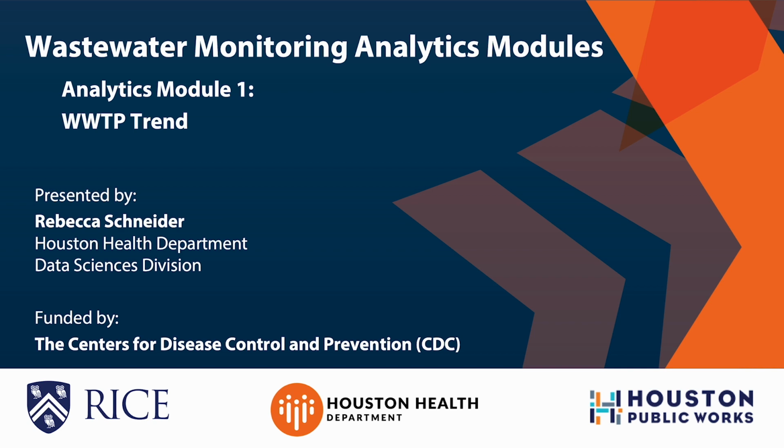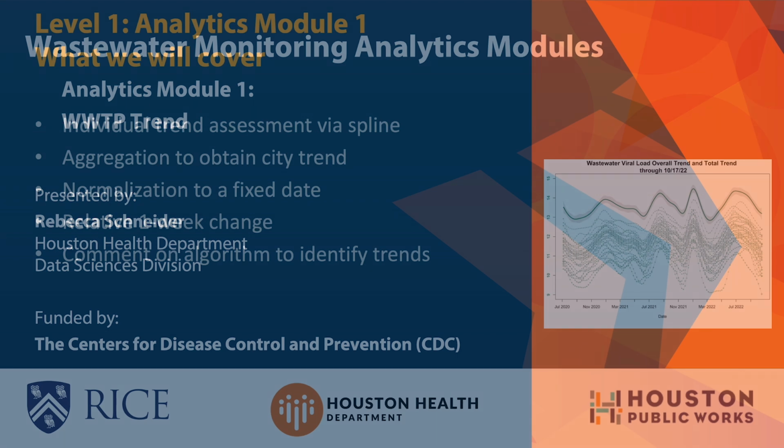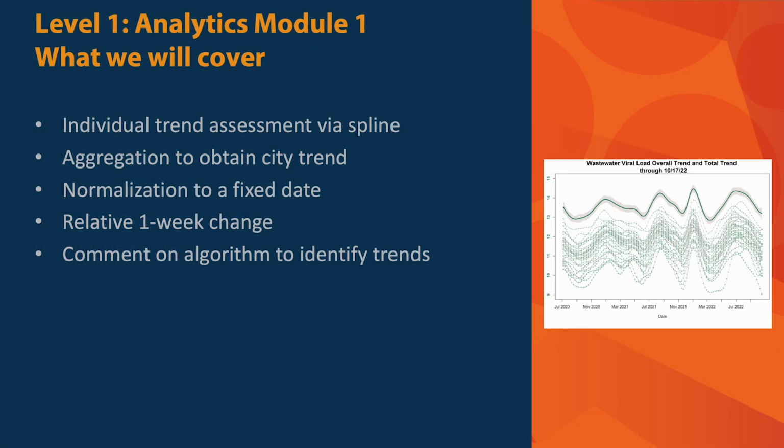This video is preceded by Module 0, Data Preparation, so see that video for more information on steps before a wastewater treatment plant trend. In this module, we will cover the listed topics: individual trend assessment via spline, aggregation to obtain city trend, normalization to a fixed date, relative one-week change, and then comment on the algorithm to identify trends.